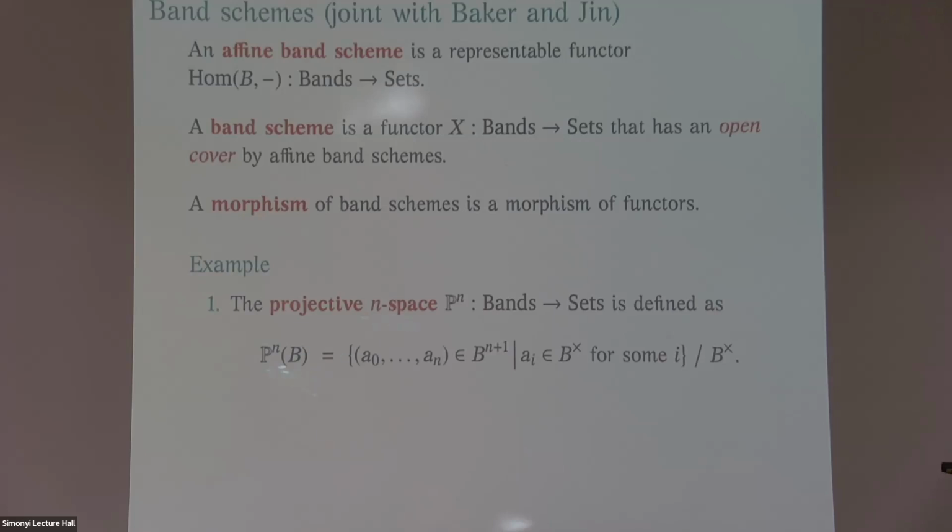So this is a functor that takes a band B to the set of all n+1 tuples of elements in B, for which one of these coordinates is a unit. And we divide out by the diagonal action of B star. Matt, I'll explain this later too.